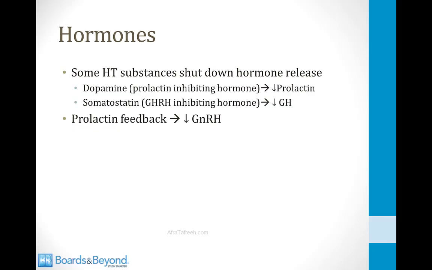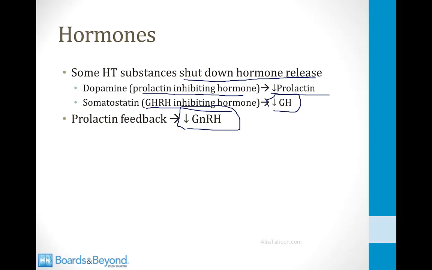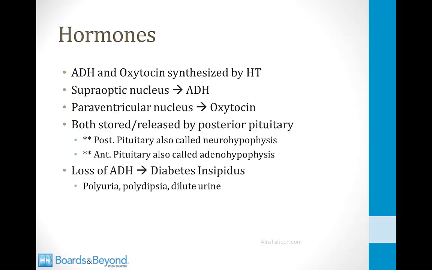There are also some hypothalamus hormones which shut down hormone release, so these don't promote it, they actually shut it down. So dopamine is sometimes called prolactin inhibiting hormone, which helps you remember what it does, which is shut down prolactin release from the pituitary. And somatostatin is sometimes called GHRH inhibiting hormone, so it shuts down growth hormone release. And then when women have high prolactin levels, this shuts down GnRH levels, and this is part of the reason why mothers who are breastfeeding often don't menstruate, because they have low levels of FSH and LH related to the prolactin feedback on the hypothalamus.